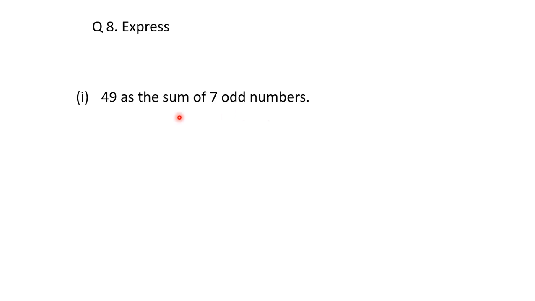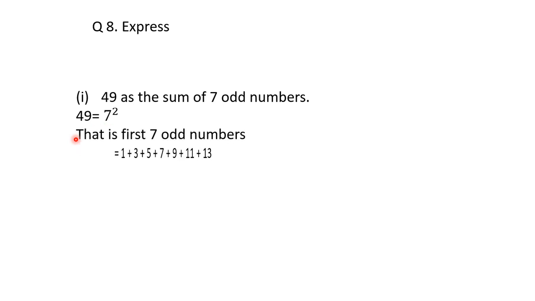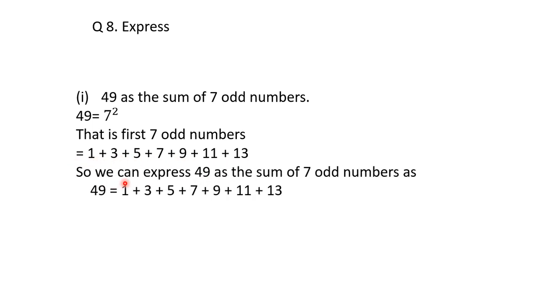So how can we do it? As we know, 49 is equal to 7 square. So we have to write 7 odd numbers from 1. From 1 we have to write the 7 odd numbers, that are 1, 3, 5, 7, 9, 11 and 13. We know what the odd numbers are. So we have to write only odd numbers starting from 1. So 1, 3, 5, 7, 9, 11, 13 and these are the 7 odd numbers. So we can say 49 is equal to 1 plus 3 plus 5 plus 7 plus 9 plus 11 plus 13.